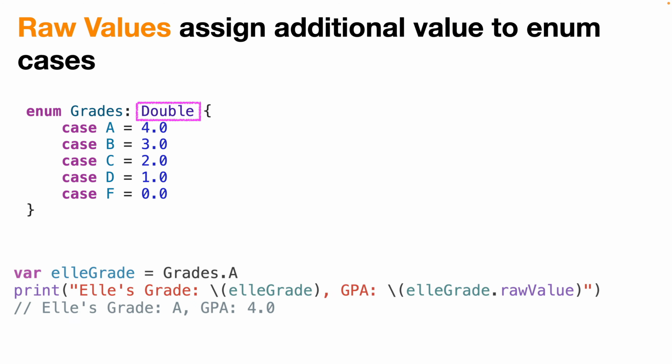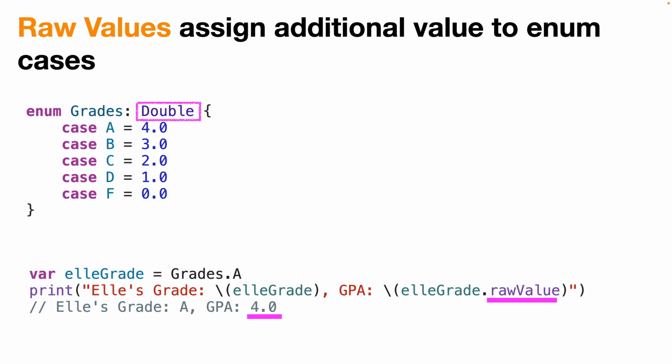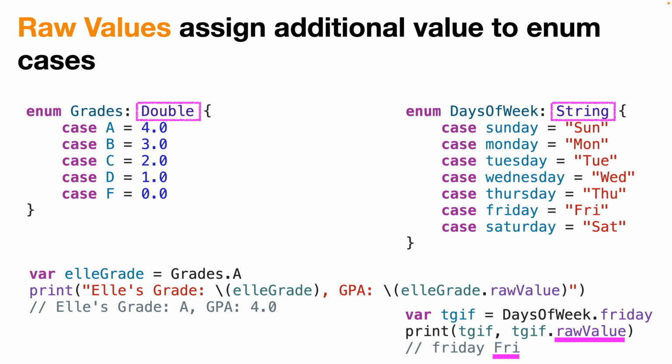You can also create enums that have an additional defined value known as a raw value in Swift, and that can contain additional data. For example, here are letter grades that also return a GPA value, a double, while here are the days of the week, which also return strings for the day abbreviations.